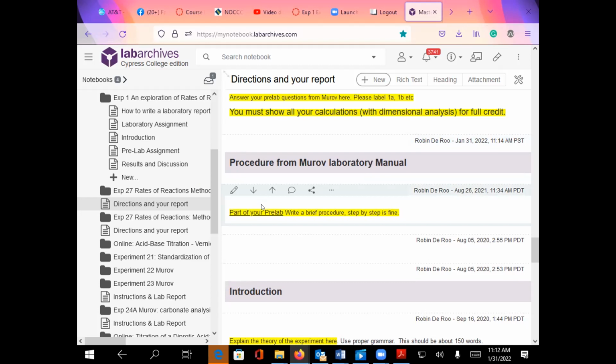So when you had 111A and you had to do a formal laboratory report, you were supposed to do a procedure. But what we're doing is we're just making it organized. It's in our lab archives. So you would put it here. You could type it directly in here, or you could scan it.